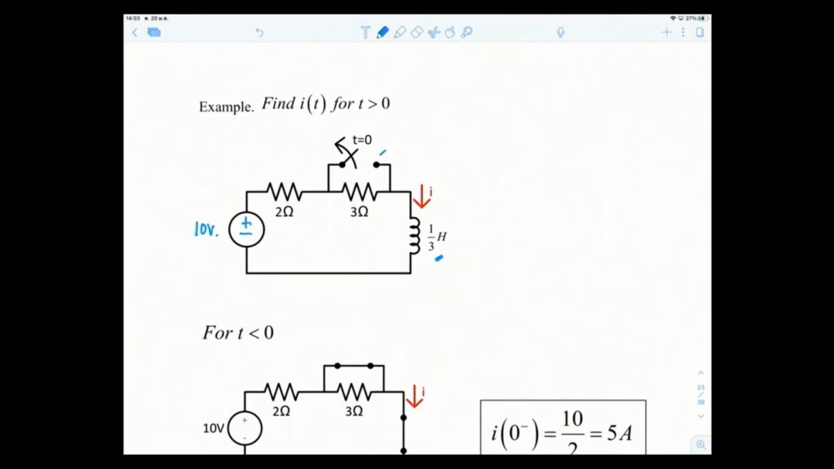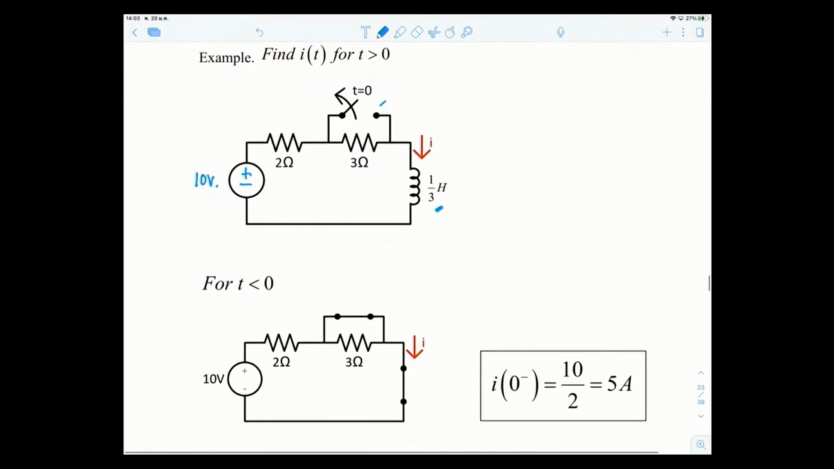Step 1 we can sort of ignore. Step 2, you have to find I at 0 minus, which is when t is less than 0 until t equal to 0 minus. For an inductor at steady state at t equals 0 minus, the inductor acts like a short circuit. So you draw a line instead of the inductor, a short circuit, and find I at 0 minus. Also at t less than 0, the switch is still closed, so it is closed like this. Then you find the current I.